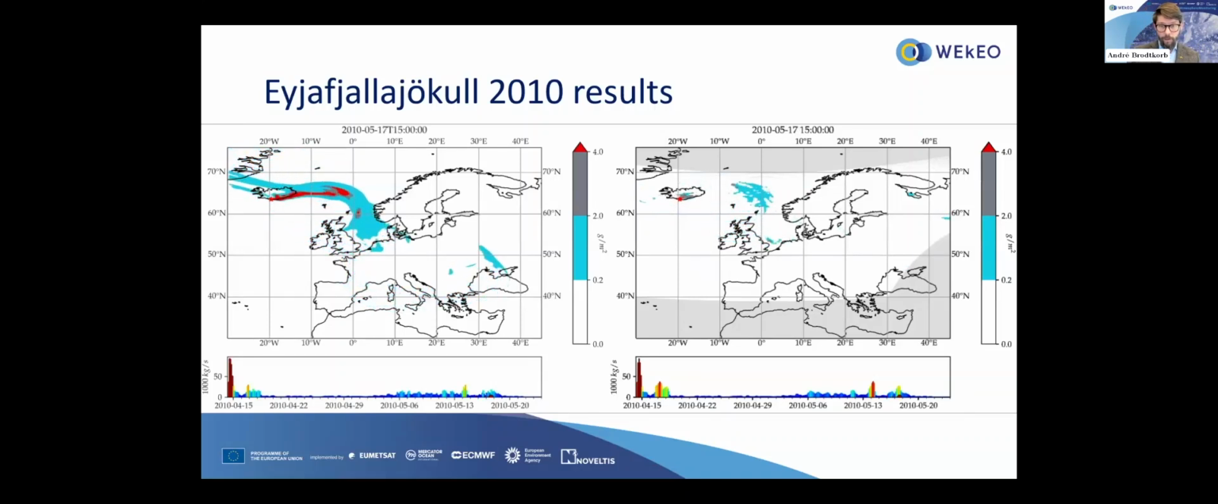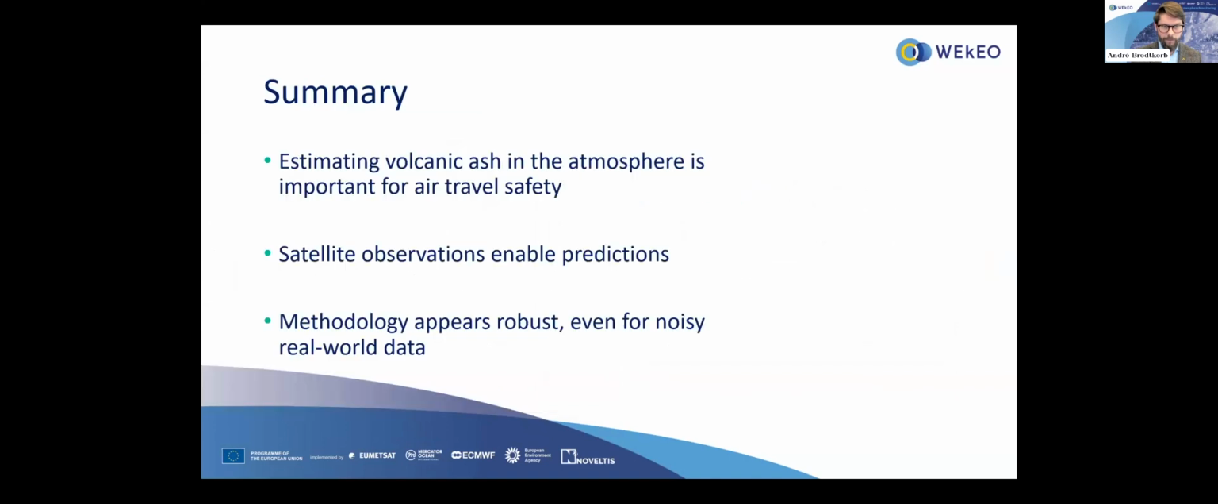And finally, we're nearing the end of this major volcanic event. And we see that the ash cloud also just disappears. Good. Then I want to end with a short summary.